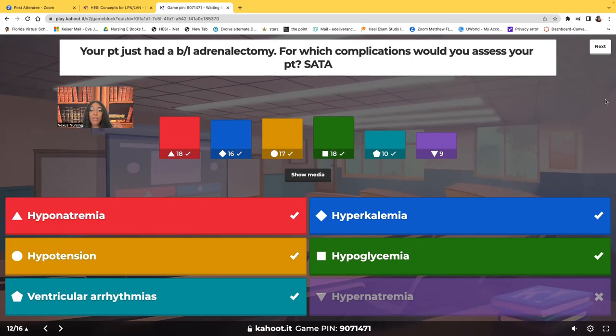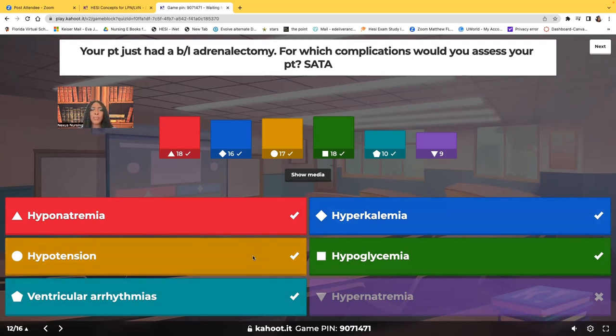Correct. And remember, as I said before, sodium and potassium have an inverse relationship. So if you know sodium's going to be low, you know patient's hyponatremic, you already know the potassium's going to be high. Patient's going to be hyperkalemic. So now we're going to be concerned about what? The heart. What else? Hypotension.